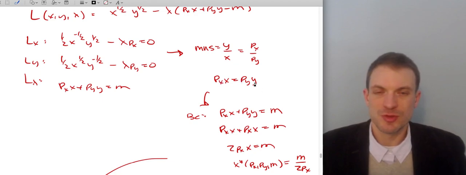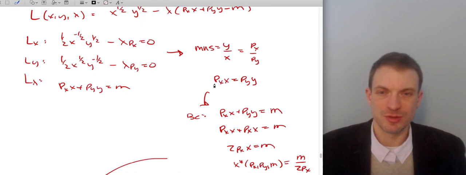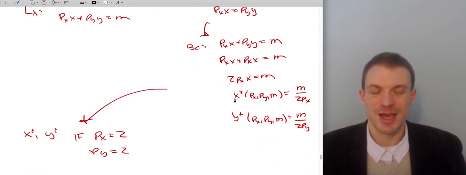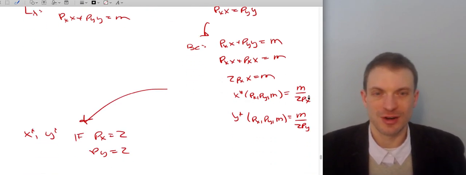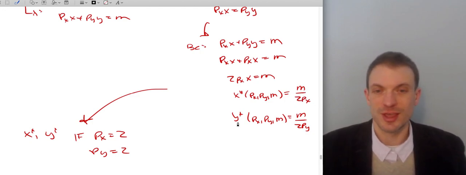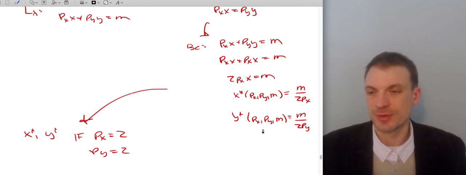Then I'm going to substitute this into the budget constraint. Remember, I like to substitute for as much as I can. So rather than solving this for x and substituting for x, I'm just going to substitute directly for my expenditure on y. So I get pxx plus pyy, or pxx plus pxx. And then sure enough, my Cobb-Douglas demands are x star equals m over 2px, and y star equals m over 2py.